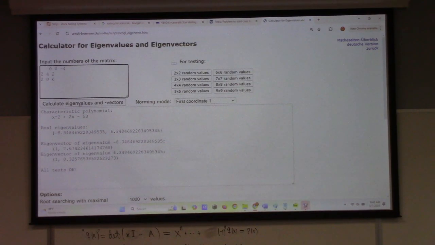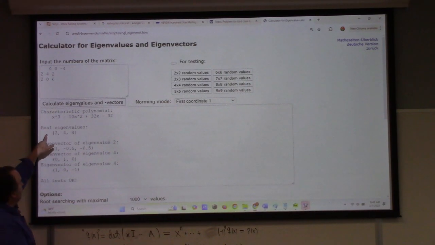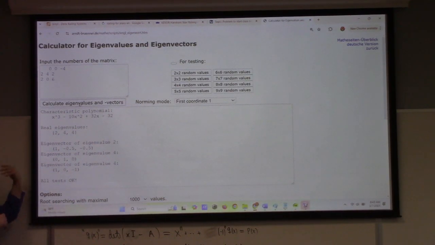And then, all right, come on. So the characteristic polynomial is actually x cubed minus 10x squared plus 32x minus 32. Of course, we'd have a minus on ours because of what I was just talking about. As you can see, the real eigenvalues are 2, 4, and 4. Hooray.